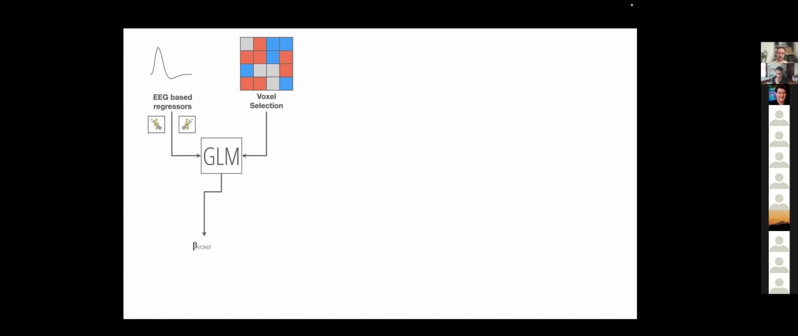We enter this into a GLM and we get our beta value for a single voxel. And this beta value is then multiplied by the fractions that we assigned to this voxel belonging to one of the layers, the layer weights that we obtained beforehand. We are not interested in CSF and white matter, of course, so we only report results for superficial, middle, and deep layers.